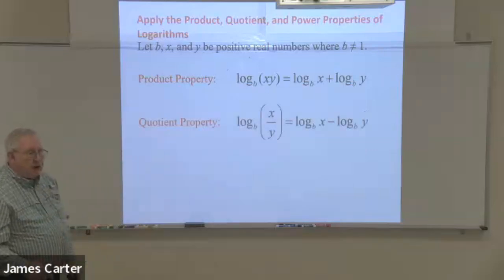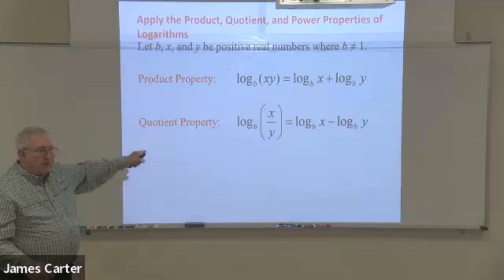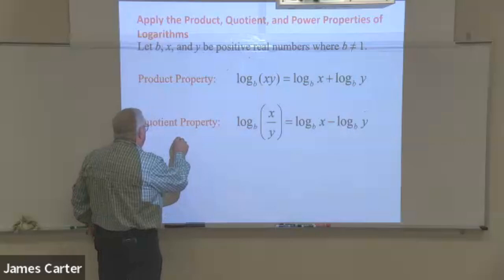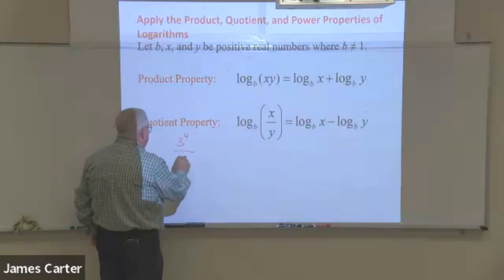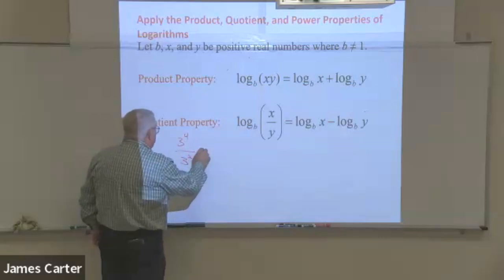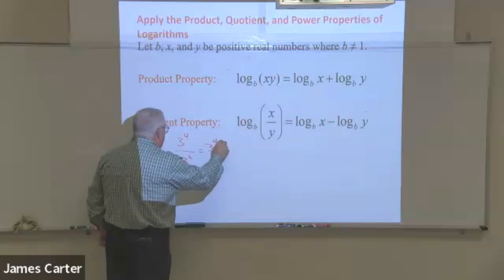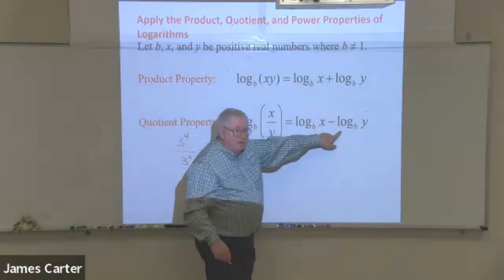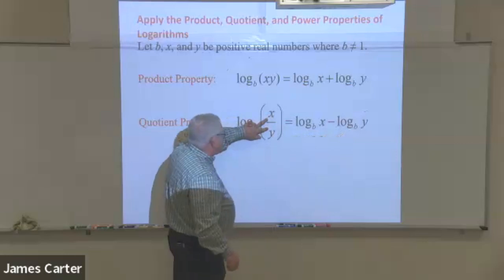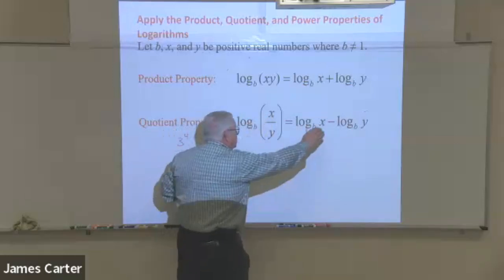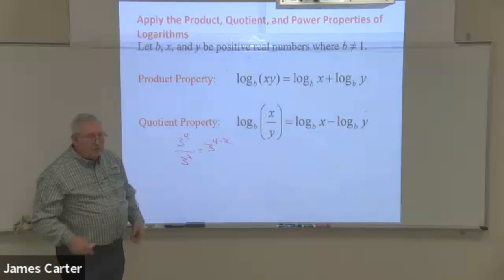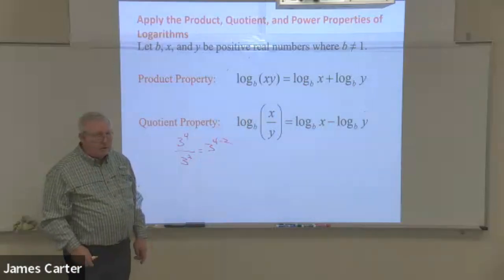Here's the division property. Remember on these, if we had 3 to the 4th over 3 to the 2nd, we made it 3 to the 4 minus 2 power. Remember that? Well, this is the equivalent of that. We have division, so we subtract them. Direct equivalence there.